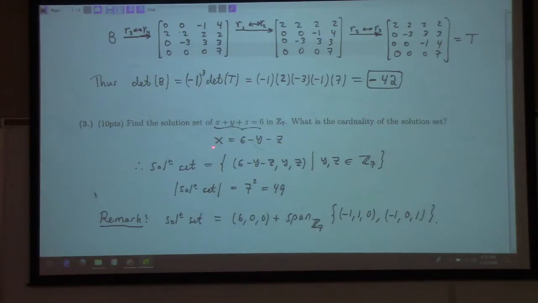So the point is that's x. I put that there. I put y and z there. Y and z are free to range over Z7, which means they take 7 values. 7 squared is 49. So the cardinality, the size of the solution set, is 49.